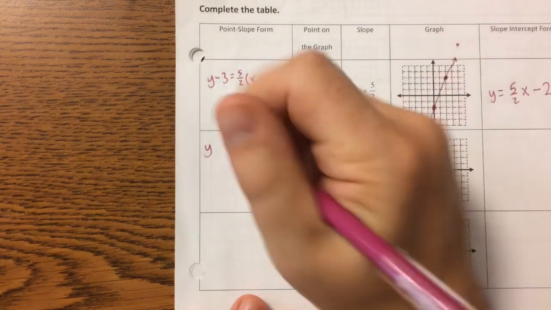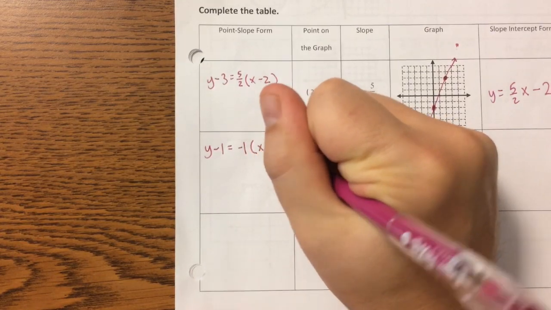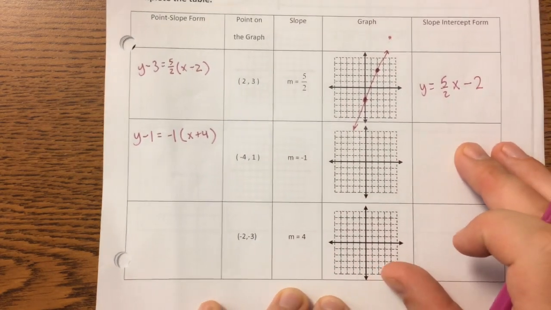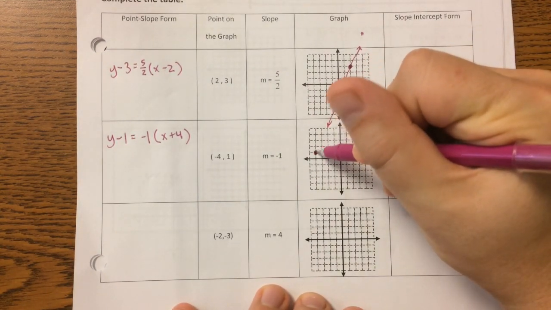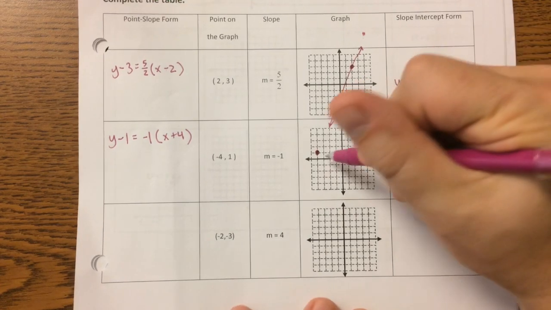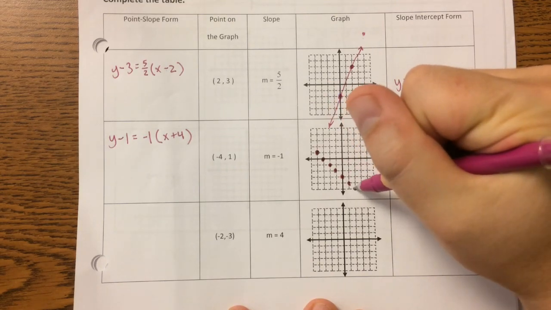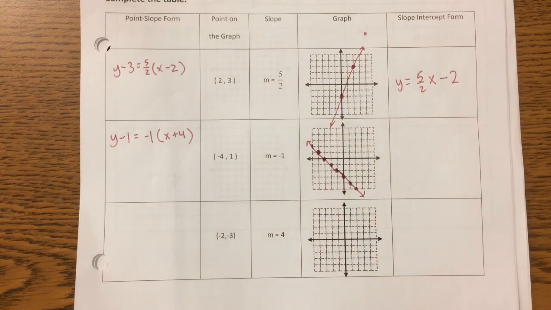So here we've got y minus 1 equals -1 times x plus 4. So we'll go ahead and graph. The point is -4, 1, and the slope is -1. That means it'll be going down from left to right when the slope is negative. We'll go down 1 over 1. There we go. And you'll see this pretty often.